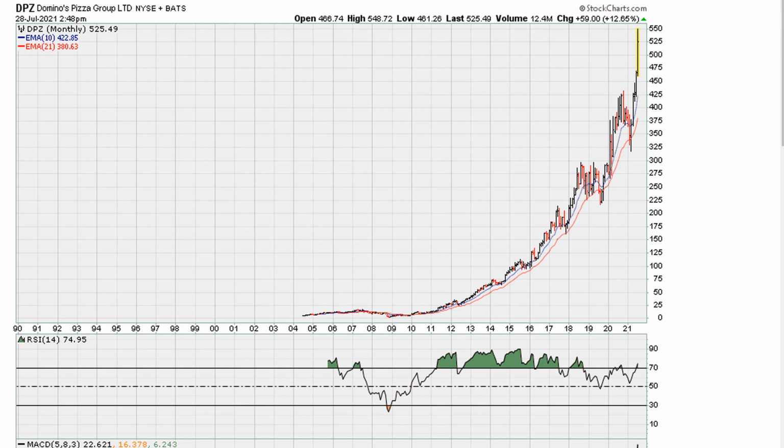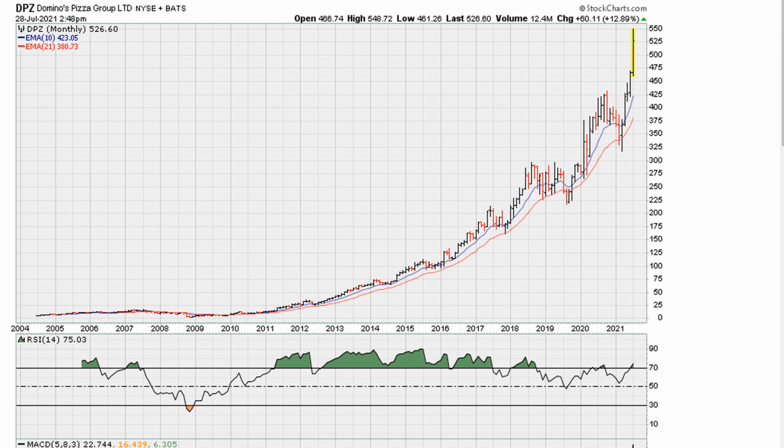This is 3 years of monthly data. Let's take a look at all data monthly. All data monthly from 2004. 2010 lows. 2019 lows, as I just showed you, and 2021 lows. Major long-term decisions being made.